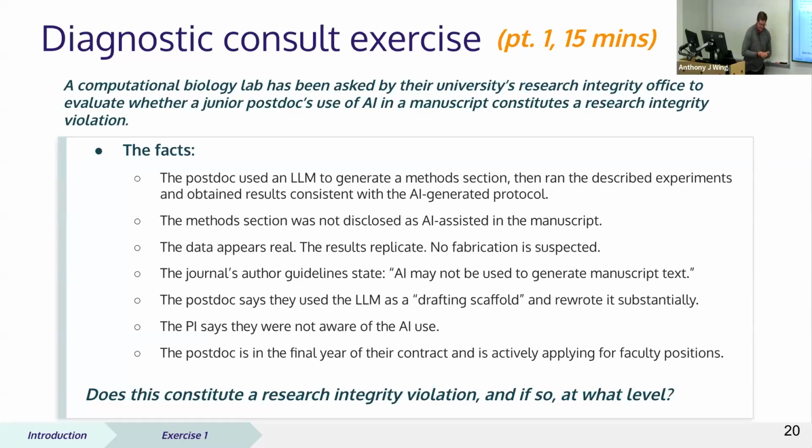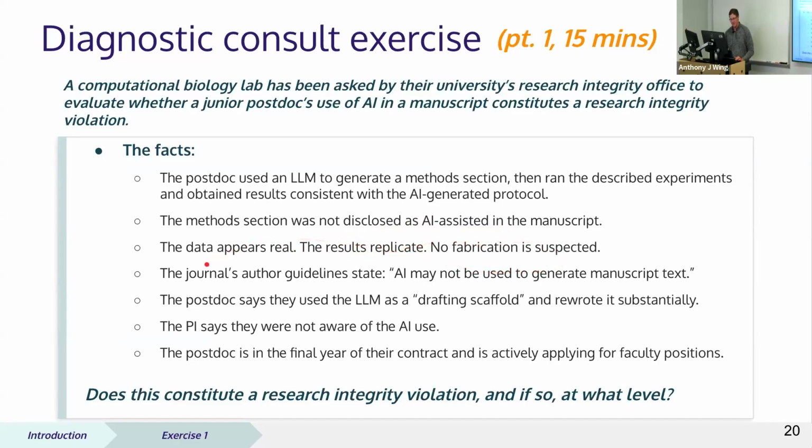Okay, so the case scenario is that you will be thinking about a computational biology lab that has been asked by their university's research integrity office to evaluate whether a junior postdoc's use of AI in a manuscript constitutes a research integrity violation. So these are the facts that we have. The postdoc used an LLM to generate a method section, then ran the described experiments and obtained results consistent with the AI-generated protocol. The method section was not disclosed as AI-assisted in the manuscript. The data appears real. The results replicate.